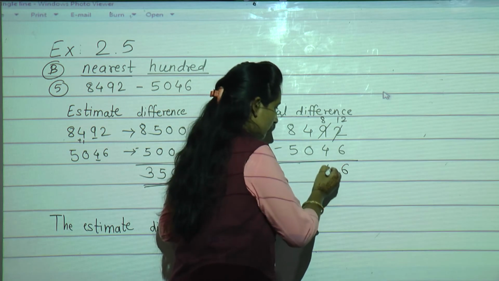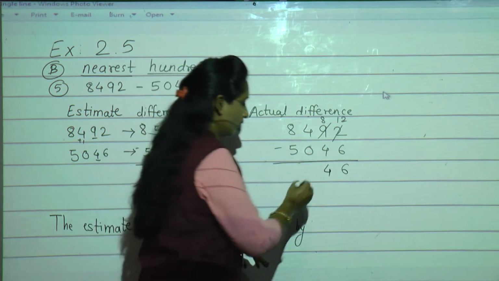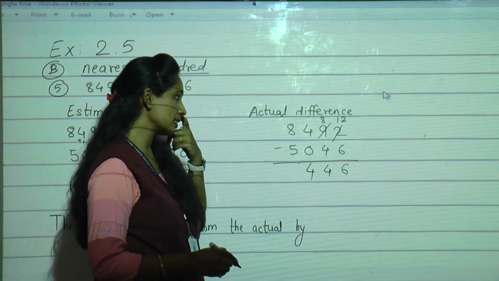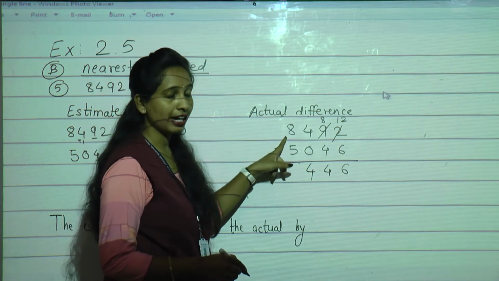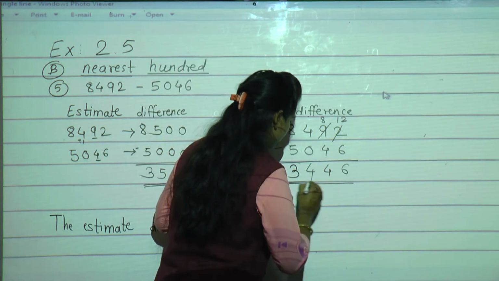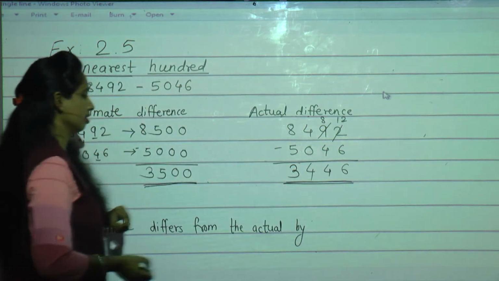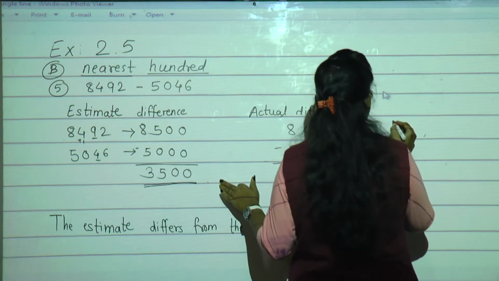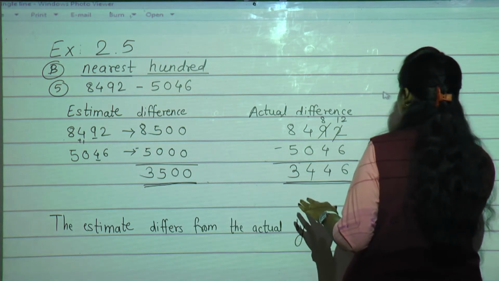8 minus 4 is 4. 4 minus 0 is 4. And 8 minus 5 is 3. So this is the actual difference. Okay. Now we will find out the difference between actual and estimate.